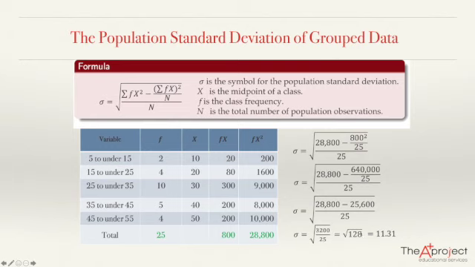The population variance, a good estimation for the population variance, is 128. And a good estimation for the standard deviation is 11.31. This is the estimation of the population standard deviation if we have the data in this grouped data.